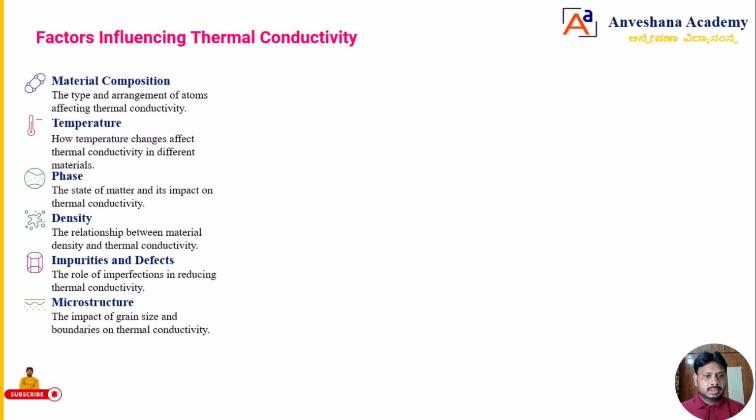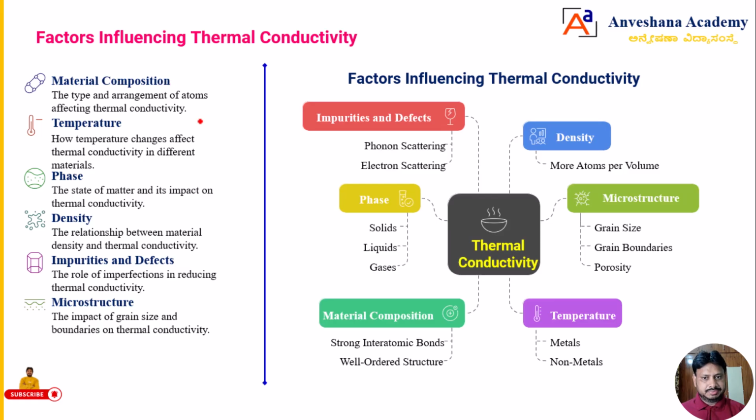Okay, now, so these are factors influencing the thermal conductivity. Material composition: if that material is having strong interatomic bonds, then it is going to have more thermal conductivity. Then if the structure is well organized, then that material is going to have more thermal conductivity. Then temperature. If there is more temperature, then the rate of heat transfer will be more. How is it so? Because thermal conductivity will be more. Then density, that we already discussed, and it depends upon the phases of the material.